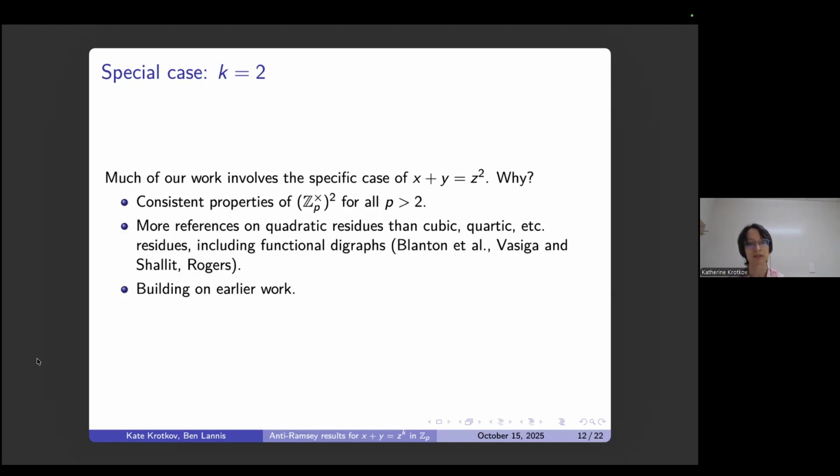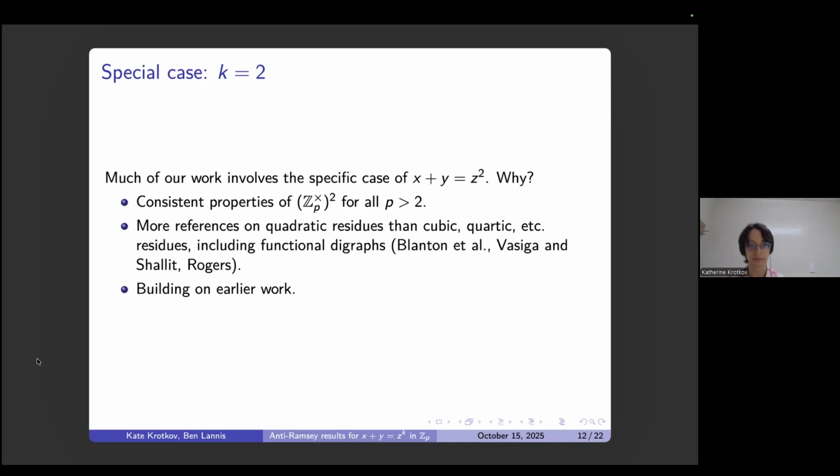And to keep things simple, we're focusing on the squares first. And another nice property is that we roughly know how the squares are distributed depending on p. If p is equivalent to 1 mod 4, then that means that the squares are pairs of additive inverses. And if p is equal to 3 mod 4, that means that the squares are exactly 1 per each additive inverse pair. And you can see this through quadratic reciprocity, for example.